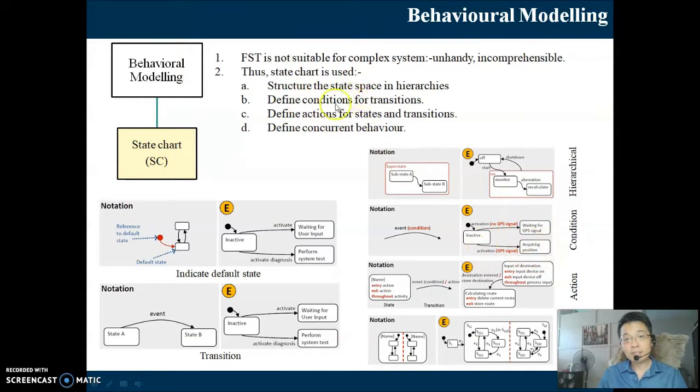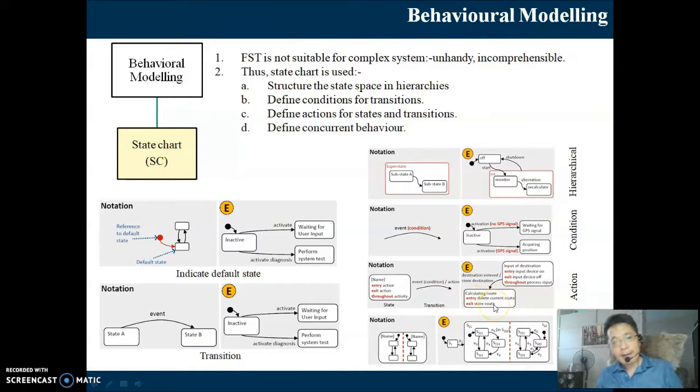So we define conditions for the transitions. It defines actions for states and transitions. If you look at this example, you see the state is enriched with additional information such as enter and exit. So it defines during the entry of this state, these are the actions to be done. When we're exiting this state, these are the actions to be done.